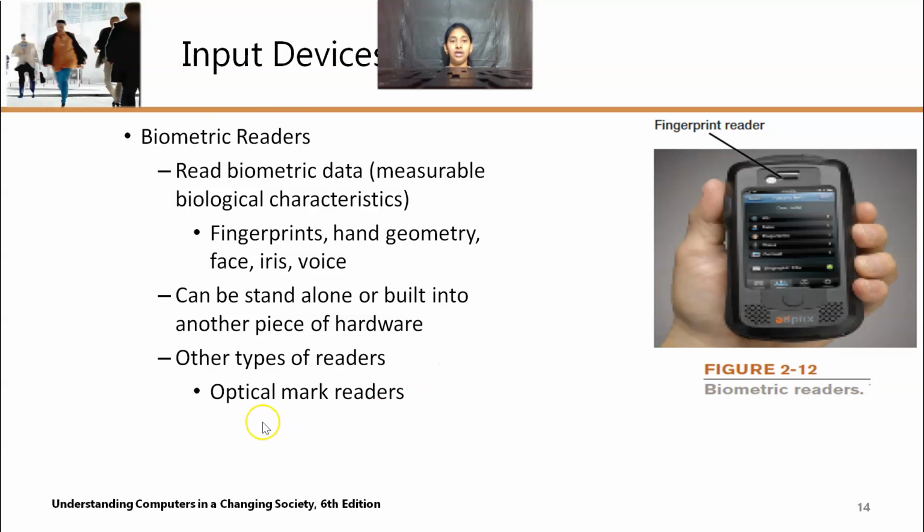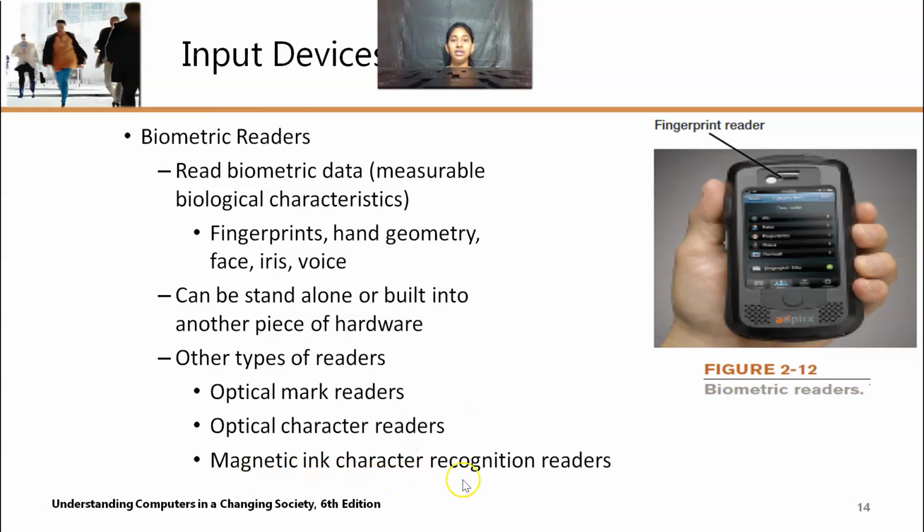Other types of readers are optical mark readers, and we have optical character readers. Optical mark readers are used to read your scores, exams, and so on. And optical character readers are used for reading your invoices and bills. When you go to the grocery store, they will read your bill using optical character readers. And magnetic ink character recognition readers are used to read your checks and the bank account information on your checks.